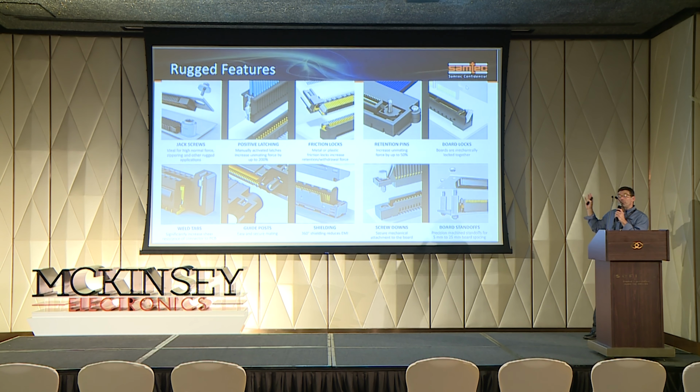Now, what are these rugged features that we need? So jack screws, positive latching, friction locks, all these are applied to many of our series that give us more stability under shock environments, latching, retention pins, guidance, and so on. So in this case here, the shielding, we're adding a shield around the mating bodies. We can do that for a high-speed cable as well, where we pull the grounds in.